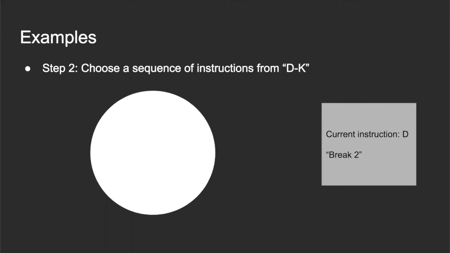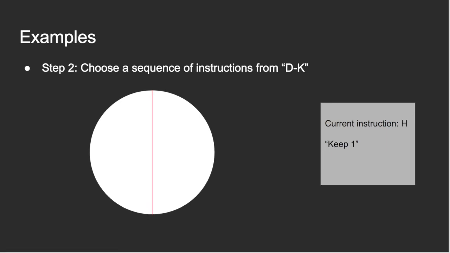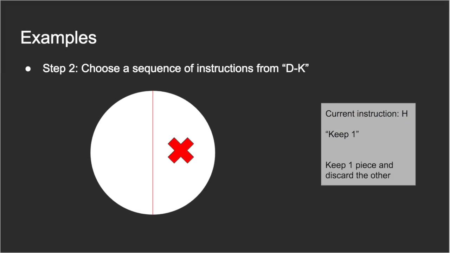Let's follow the sequence and begin with D, which is break 2. If you noticed, we split the circle in half. The next in the sequence is H, and we have to keep 1. So we keep 1/2 and discard the other.